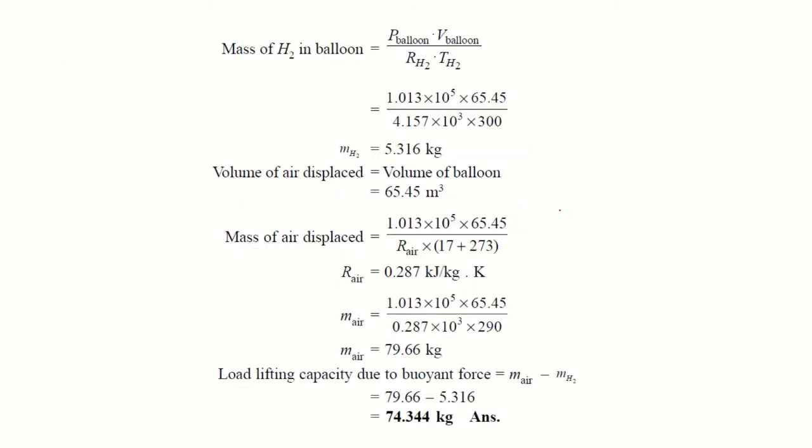So we'll get PV equal to mRT. From that you get this one. So PV equal to mRT, m is equal to PV by RT. You'll get this one. Volume of air is the volume of balloon. So mass of air displaced, you will get this. Again, you get R here, and that's the way it is. So load lifting capacity due to buoyant force is mass of air minus mass of hydrogen. You'll get this one, 73.344.